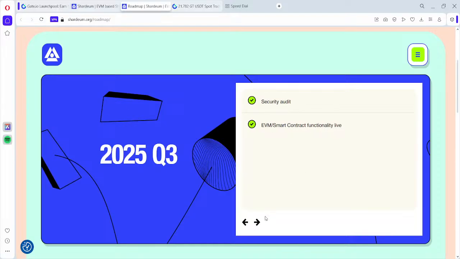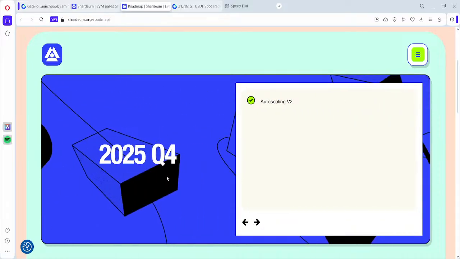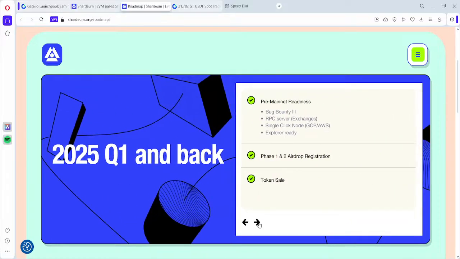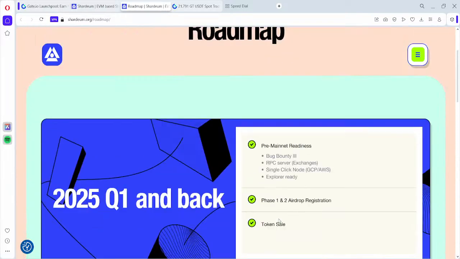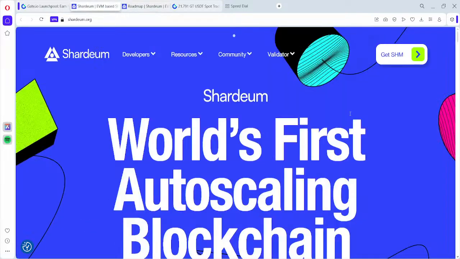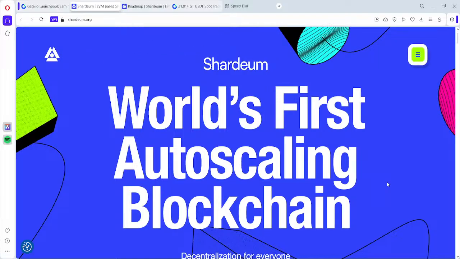Okay, so smart contract functionality will be live, and in 2025 Q4 they will have auto scaling version 2. Then there are the token sale and everything. This is currently ongoing; many things have ended, and a few are still ongoing that we can check out. Okay, those are the roadmaps of the project.